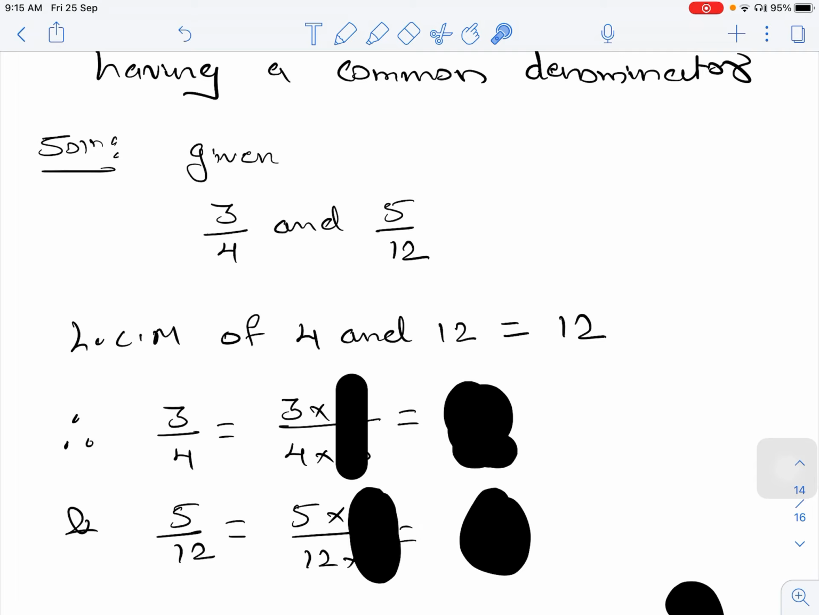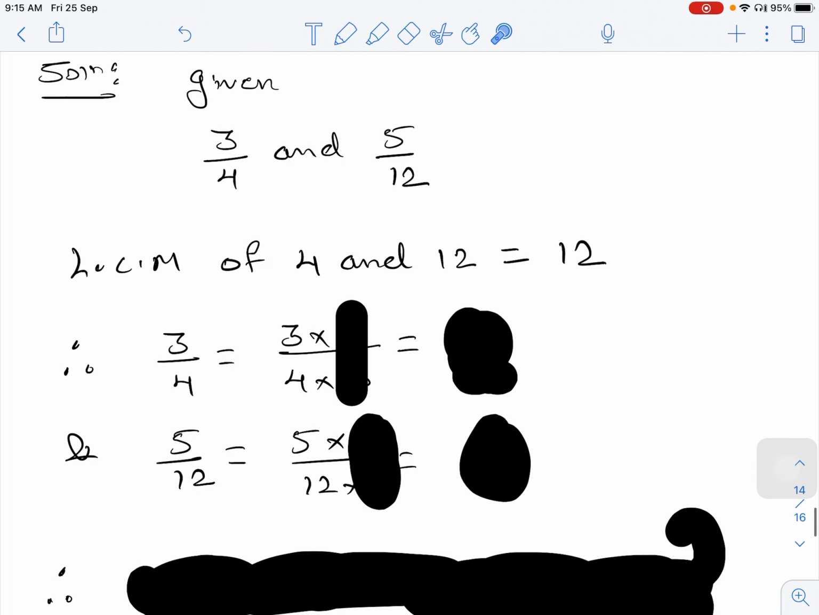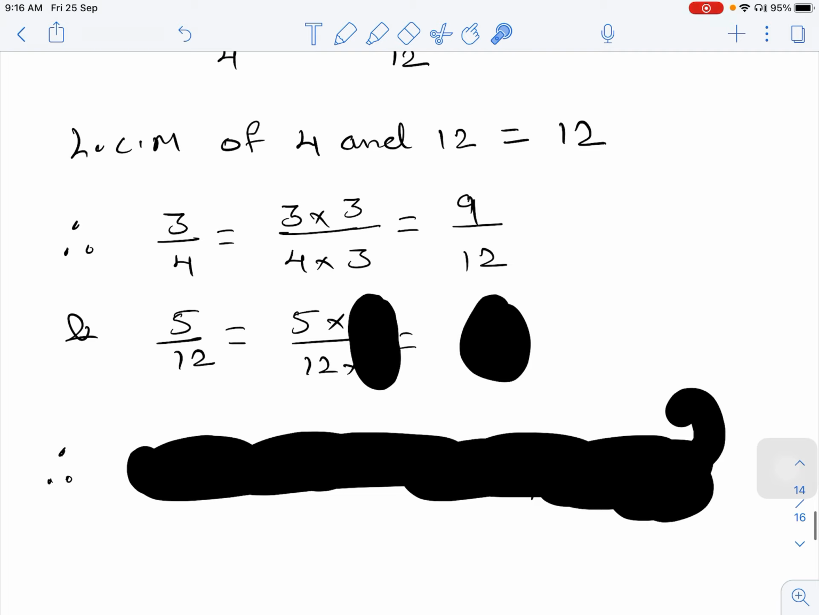Now what we will do, we will make this number's denominator also 12 and this number's denominator also 12. Okay, so now here we have 4. To make it 12, we have to multiply it by 3. Okay, so we will multiply first the denominator by 3 and the numerator also by the same number. Okay, so when we are multiplying the numerator and denominator by 3, we get 3 threes are 9 and 4 threes are 12. Okay, so now this is an equivalent rational number to 3 upon 4.